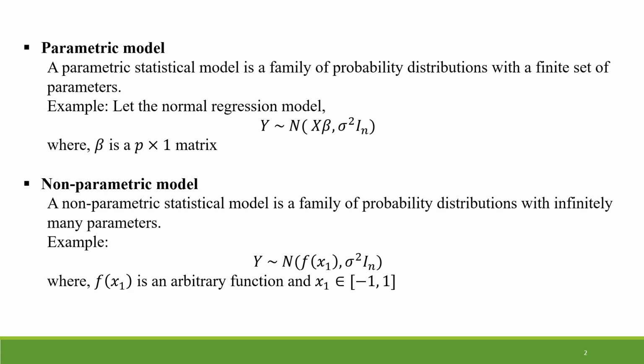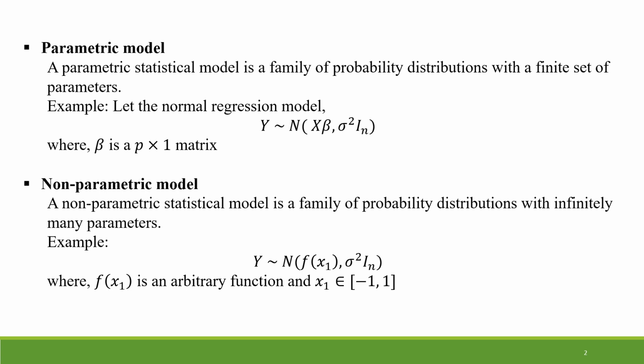For example, let us consider a normal regression model. The response variable y follows a normal distribution with mean x beta and variance sigma square I n, where y is an n by 1 matrix of response variable, x is an n by p matrix of explanatory variables, and beta is a p by 1 matrix of regression coefficients. Since beta is a p by 1 matrix, we have p parameters, and in addition, sigma square is also a parameter. Thus, in total we have p plus 1 parameters. That is, it is a parametric model having finite parameters.